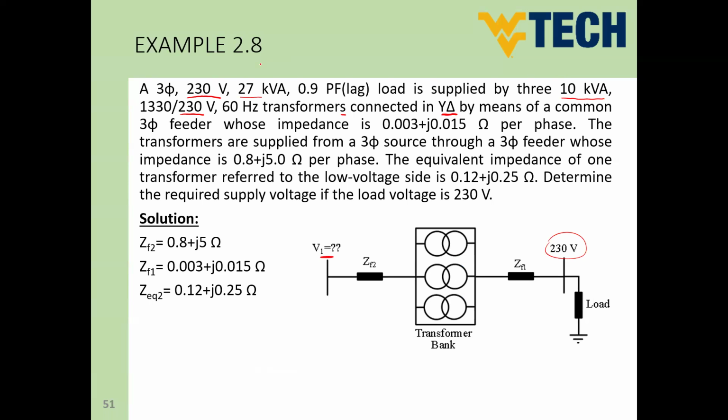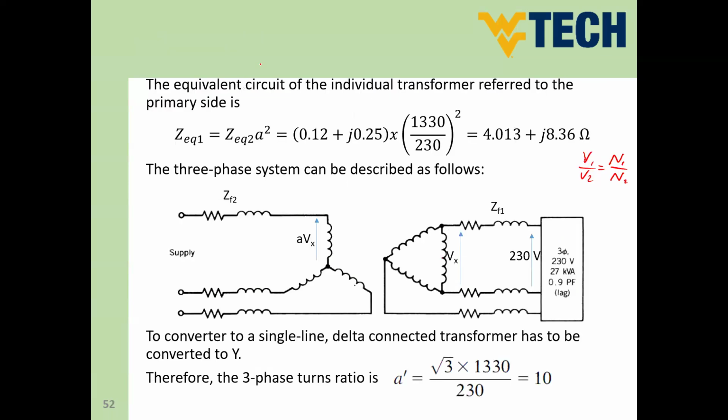Now, this is our connection. It's delta connection here. And this is our feeder impedance, and here is our transformer, the secondary side of the transformer. So this is the secondary side, and this is our load. The question is, here in this example, guys, he considered the transformer as Y connection.